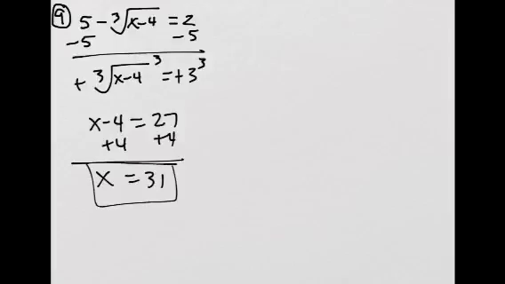Quick check, 31 over here. 31 minus 4 is 27. Cube root of 27 is 3. 5 minus 3 is 2, so that checks off.